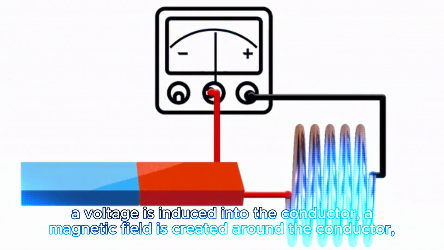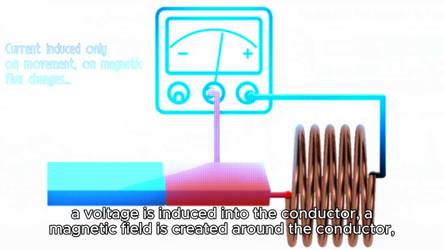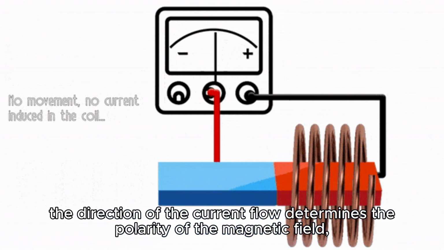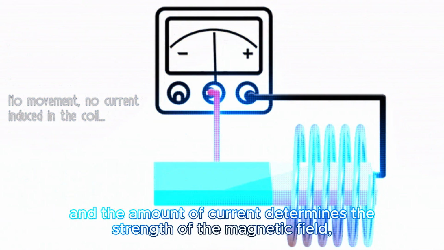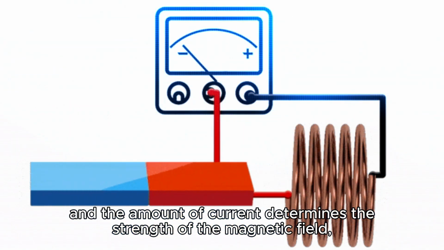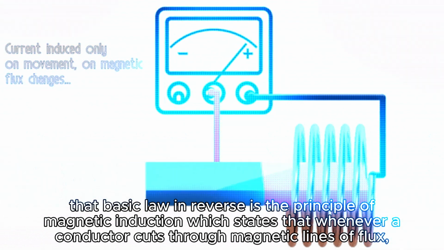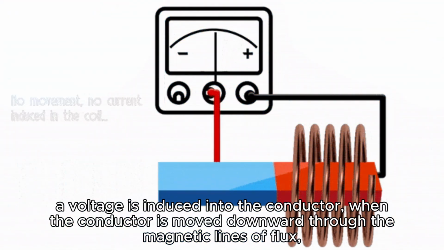The principle of magnetic induction states that whenever a conductor cuts through magnetic lines of flux, a voltage is induced into the conductor. When current flows through a conductor, a magnetic field is created around the conductor. The direction of the current flow determines the polarity of the magnetic field, and the amount of current determines the strength of the magnetic field. That basic law in reverse is the principle of magnetic induction, which states that whenever a conductor cuts through magnetic lines of flux, a voltage is induced into the conductor.